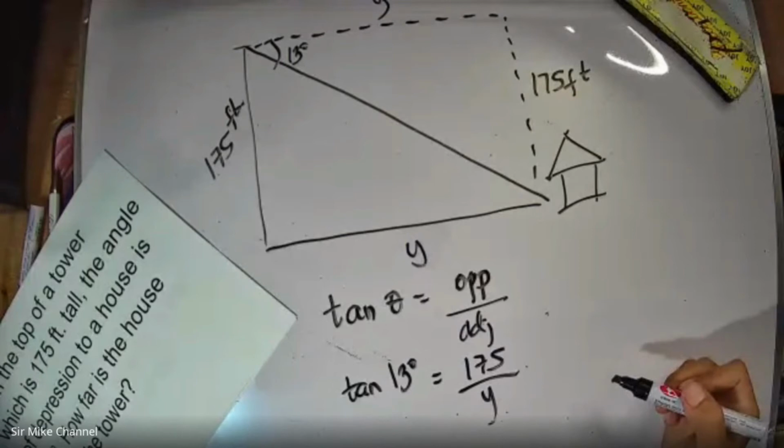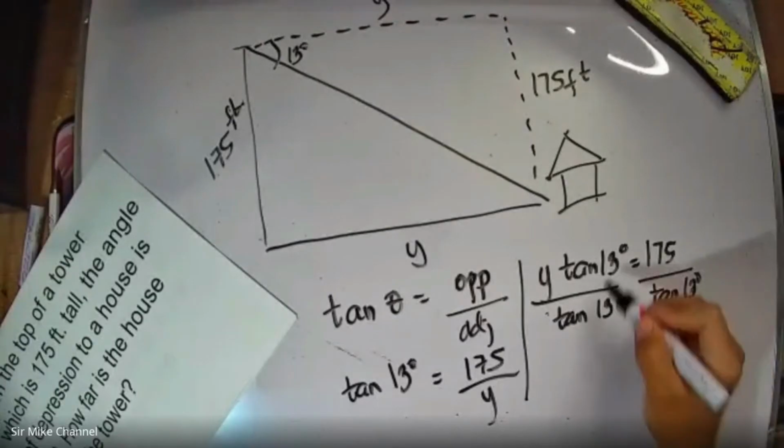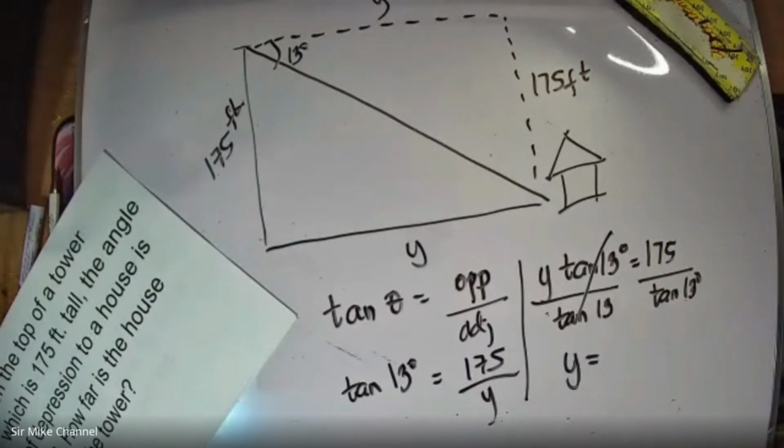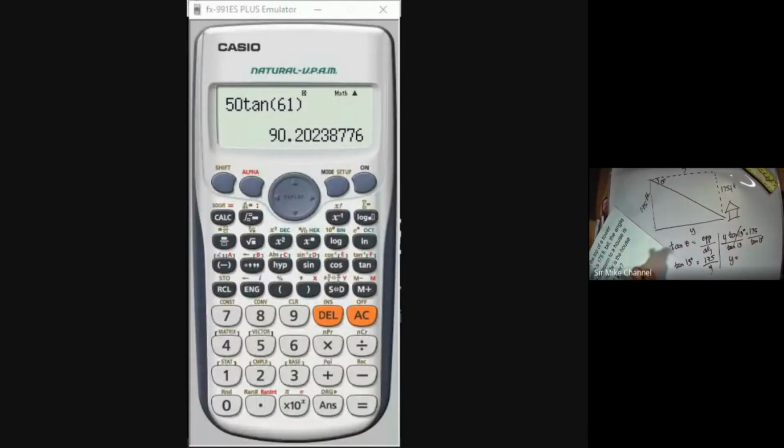So it becomes y times tan 13 degrees is equal to 175. To get the value of y, divide both sides by tangent 13 degrees. So tangent 13 degrees cancels out, and we have the unknown. Using a scientific calculator, 175 divided by tangent 13.